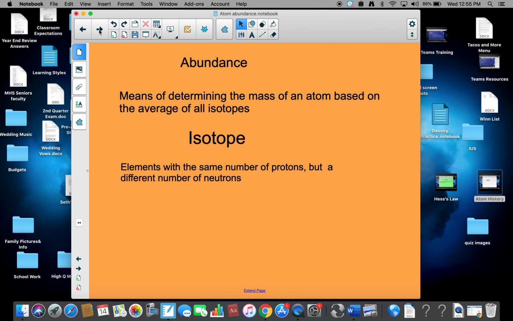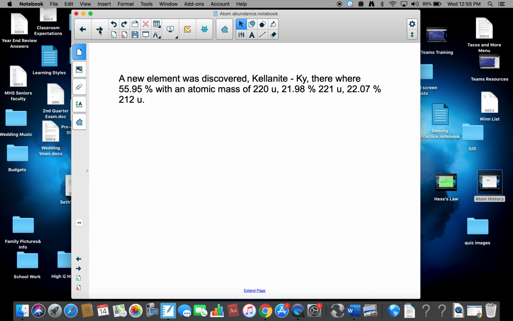All right, so we're looking at abundance, which means determining the mass based on the average of all the isotopes. What's an isotope? An atom with the same number of protons, but a different number of neutrons. So let's do an example. A new element was discovered called kelinite, named after the fantastic mathematician, Mr. Kelly. There were 55.95% of the atom with an atomic mass of 220 U, 21.98% with 221 U, and 22.07% with an atomic mass of 222 U.